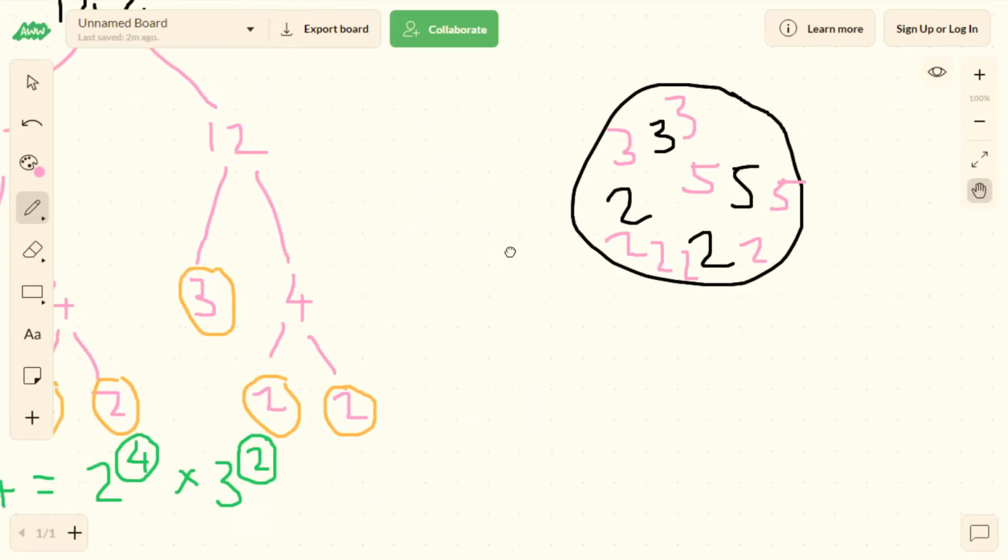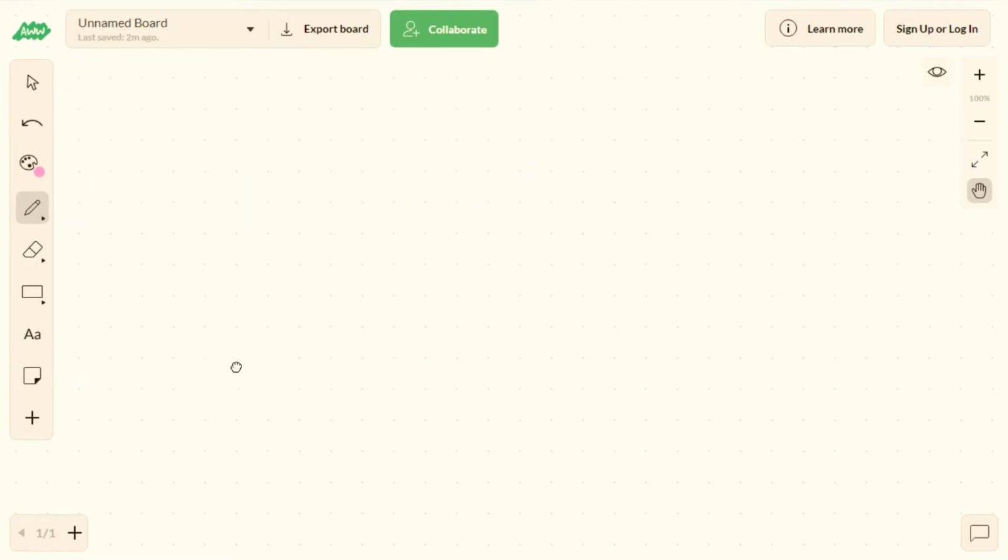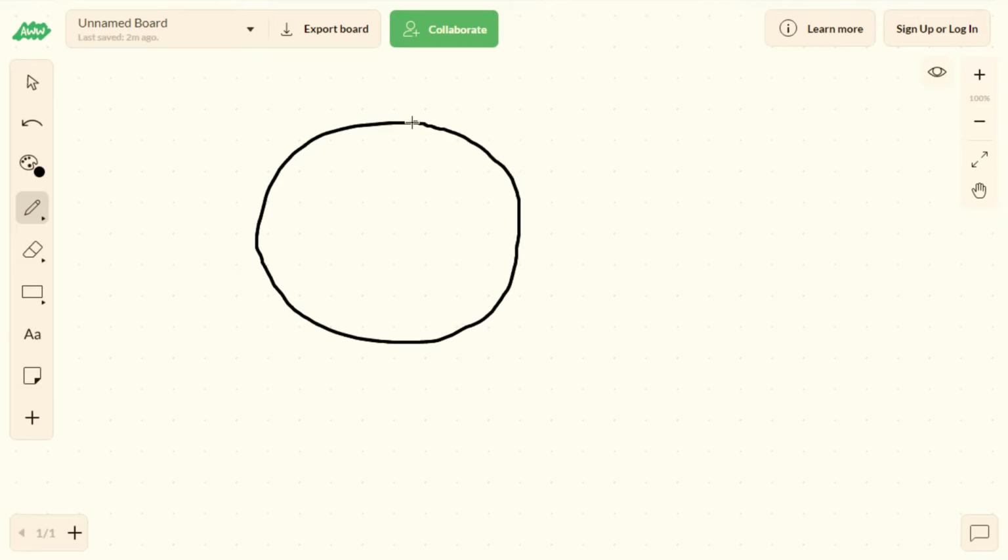Well, like I said, I like to think of numbers in terms of their prime factors here. So let's take a look at a few of them. Let's go with, okay, what would be some good examples? We're going to do a Venn diagram. This is going to be fun.